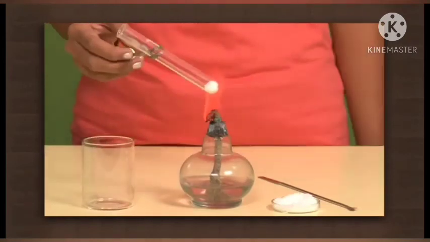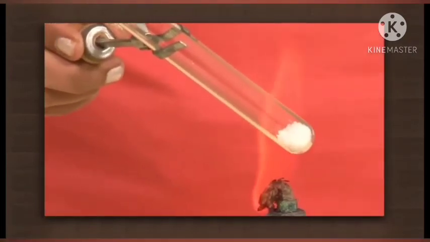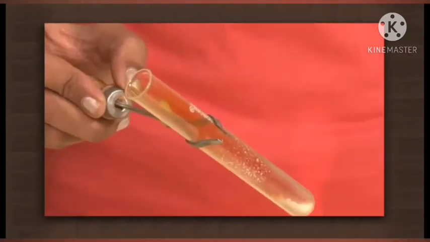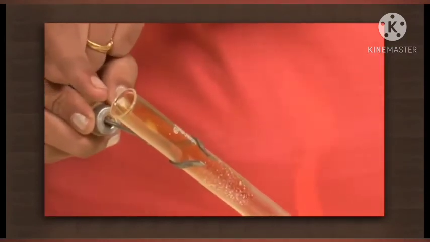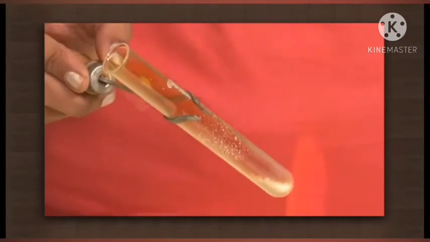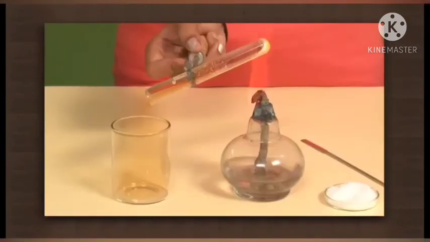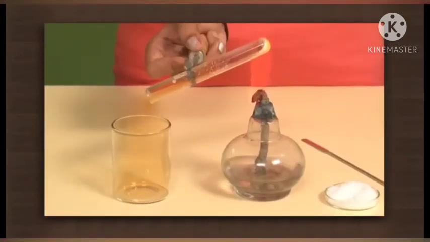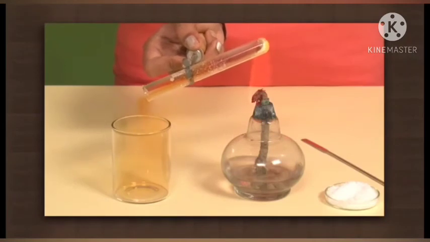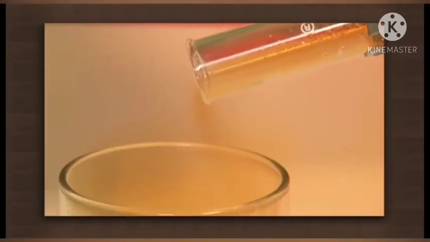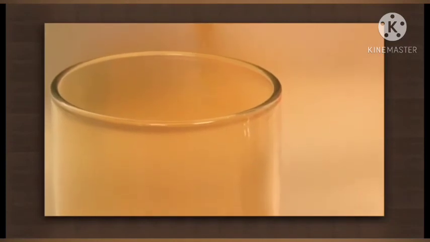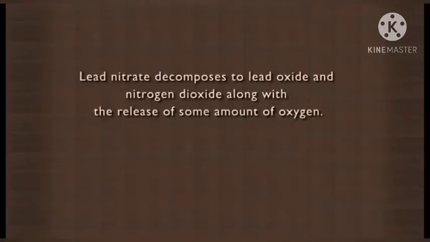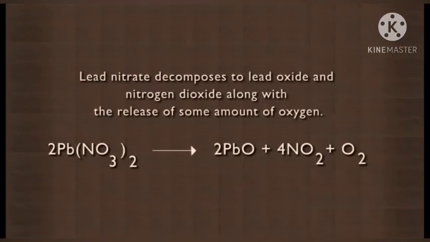You will observe that a reddish brown gas is evolved which turns moist blue litmus paper red. Also, a gas is evolved in which a glowing splinter burns into flame when heating is stopped. A pale yellow solid is left behind. The pale yellow solid is lead monoxide. The reddish brown gas is nitrogen dioxide, which is produced along with colorless oxygen gas.